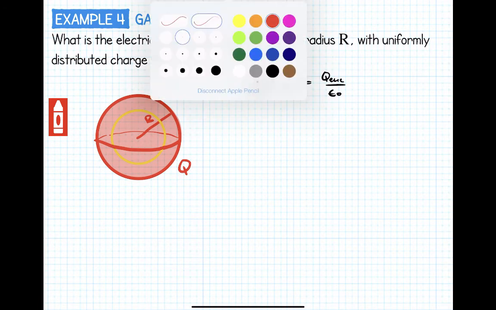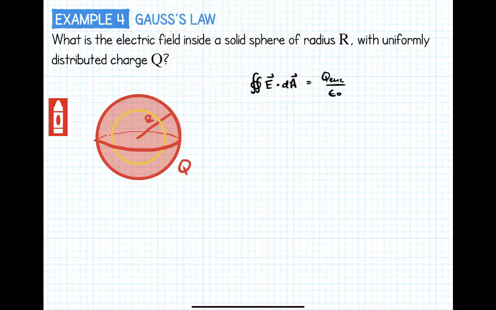And so here's our Gaussian sphere, and it should have a radius. We're going to call this radius little r. I don't know if you can see that. Let me draw that with a little r. Okay, and this is our Gaussian sphere. And all of this is inside the bigger sphere. So it's enclosing some of the bigger sphere.